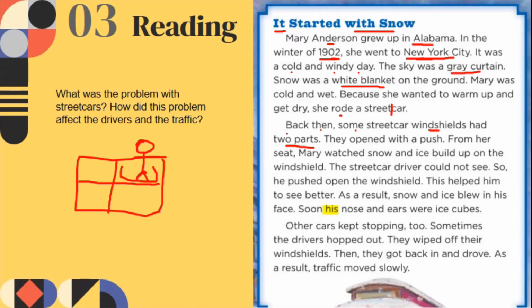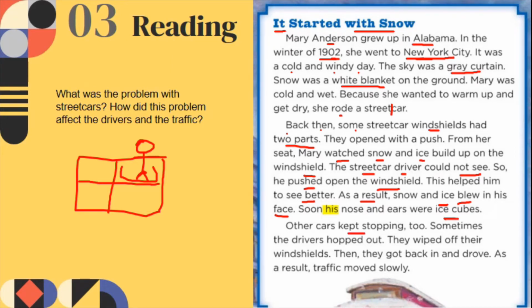From her seat, Mary watched snow and ice build up on the windshield. The streetcar driver could not see, so he pushed open the windshield. This helped him to see better. As a result, snow and ice blew in his face. Why? Because he had to open the windshield. Soon his nose and ears were ice cubes.